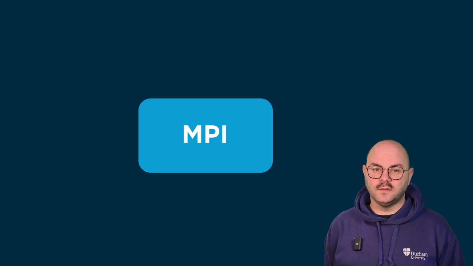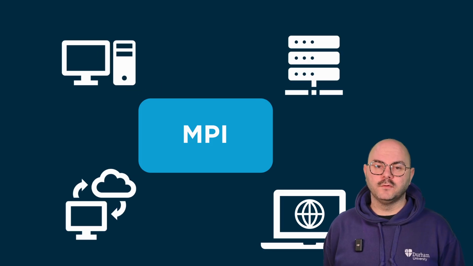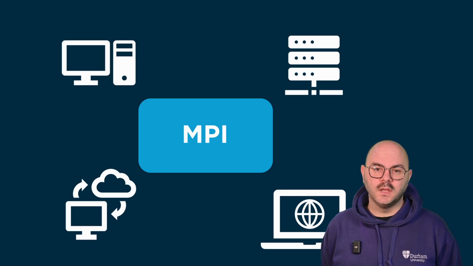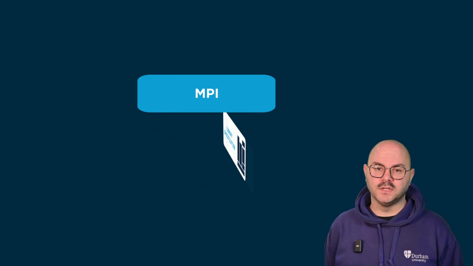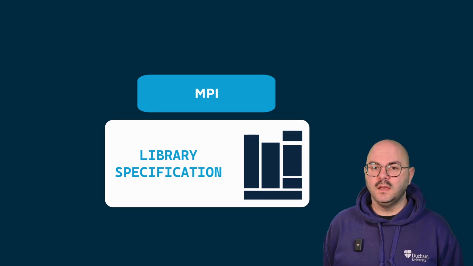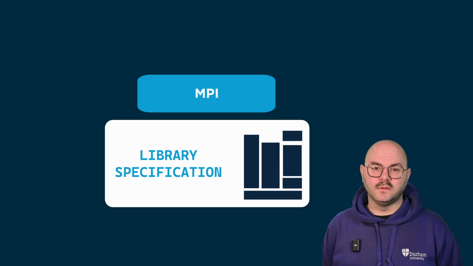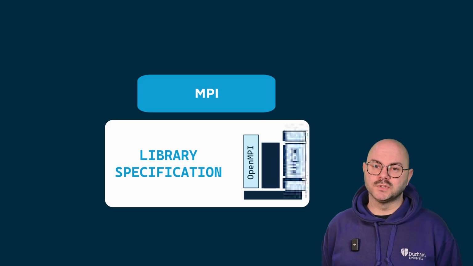MPI is a standardized and portable message passing system designed to function on a wide variety of parallel computers. It is important to note that MPI is not a language, but a library specification that defines the syntax and semantics of a core of library routines. MPI informally refers to the software libraries which implement the functionality of the MPI standard, like OpenMPI and MPICH.